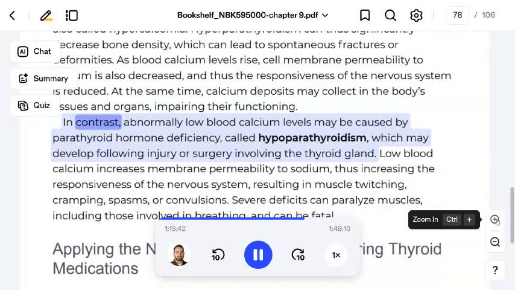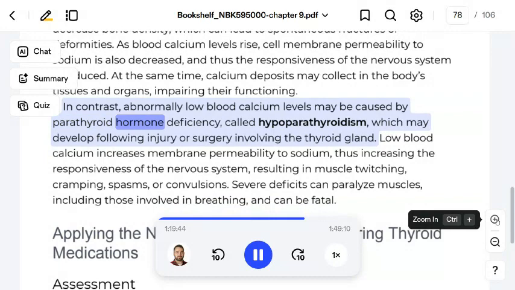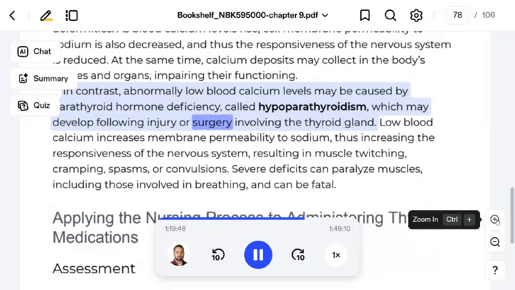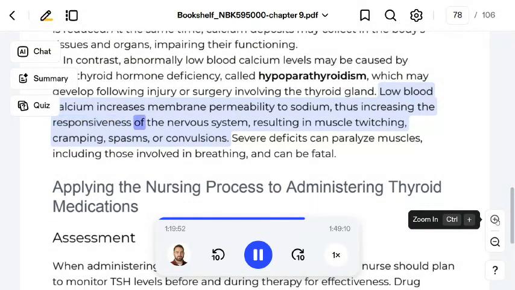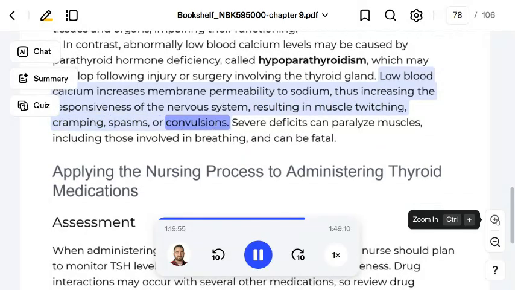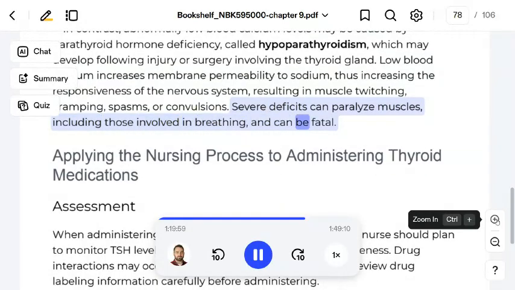In contrast, abnormally low blood calcium levels may be caused by parathyroid hormone deficiency, called hypoparathyroidism, which may develop following injury or surgery involving the thyroid gland. Low blood calcium increases membrane permeability to sodium, thus increasing the responsiveness of the nervous system, resulting in muscle twitching, cramping, spasms, or convulsions. Severe deficits can paralyze muscles, including those involved in breathing, and can be fatal.